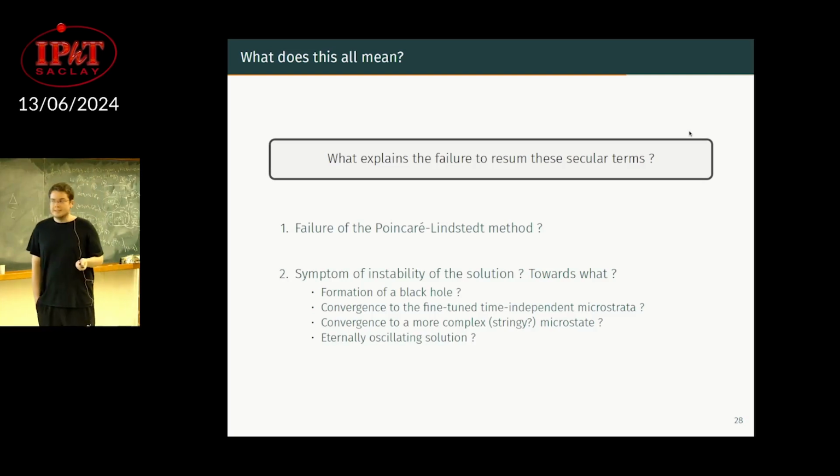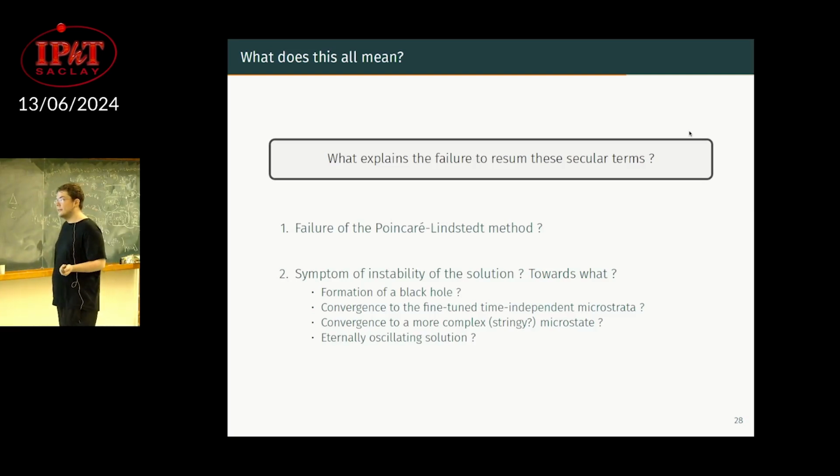And in general, as I said, people do not use the method, and in AdS3, it's the failure of the Poincaré-Lindstedt method that corresponds to instability towards the black hole. So the second possibility, which is maybe more likely, is that the failure of resummation corresponds to an instability of the solution. But now the question is towards what?